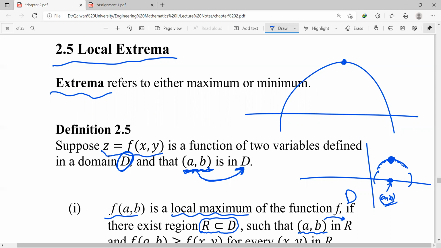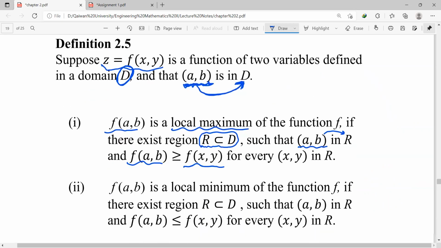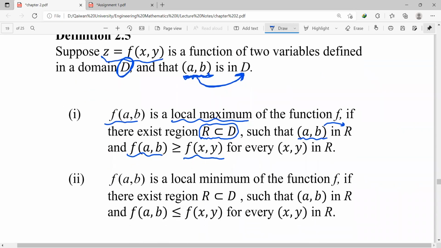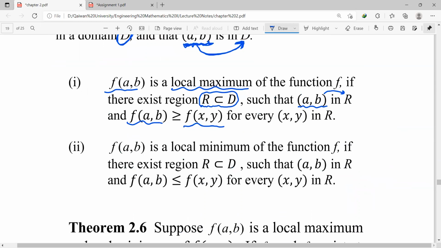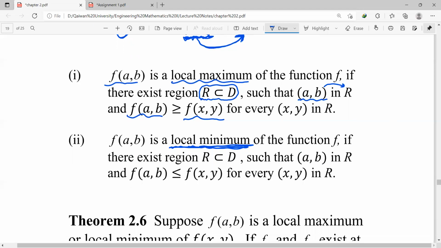But here we first talk about the local maximum and local minimum. That's for local maximum, and for minimum, it's the same. If f(a, b) is greater than all of its neighbors, it means at (a, b) the function is at local maximum. If it's less than all of its neighbors, we say at (a, b) the function is at minimum.